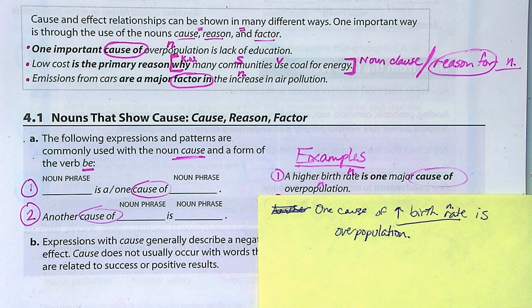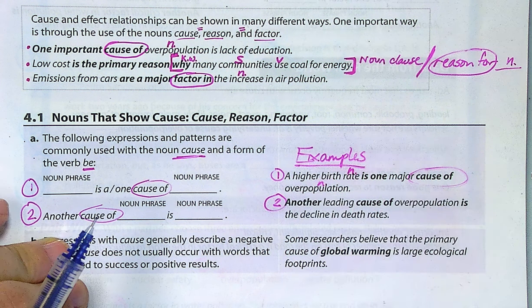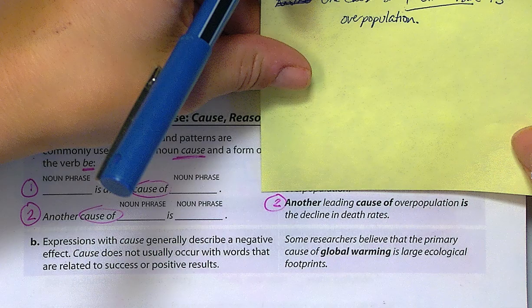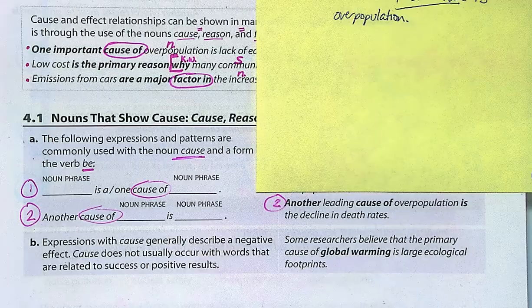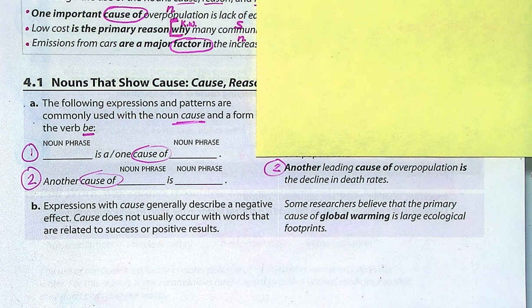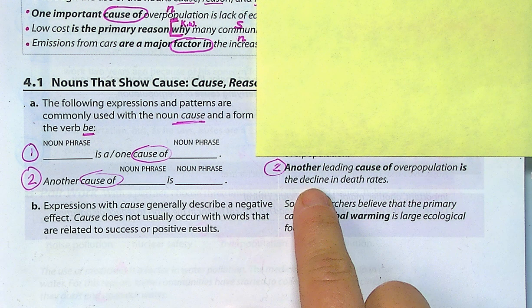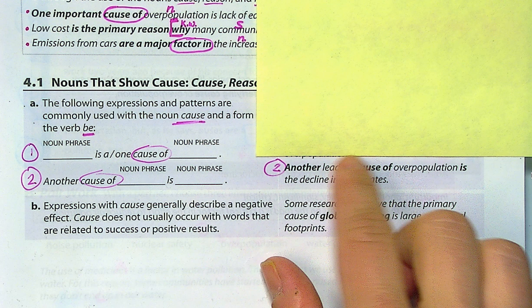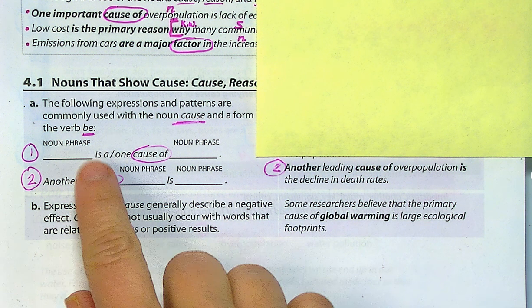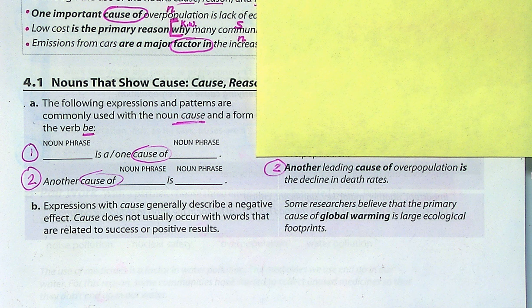What if we wanted to change this even further? We'll get there in a minute. Let's take a look at example number 2. In example number 2, we can see the pattern from number 2. Another cause of overpopulation is declining death rates. What if we want to take sentence number 2 and put it into pattern number 1? Can you think of how to do that?